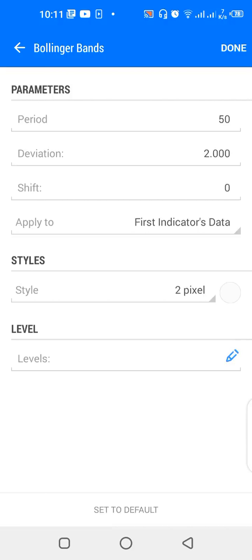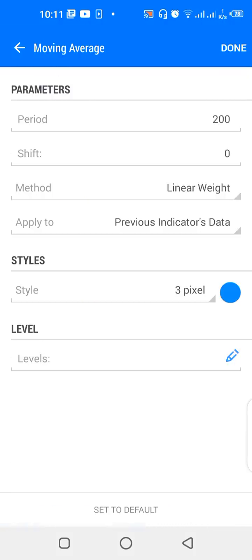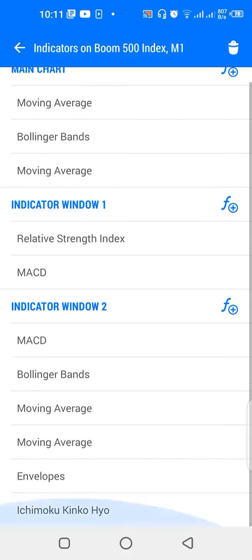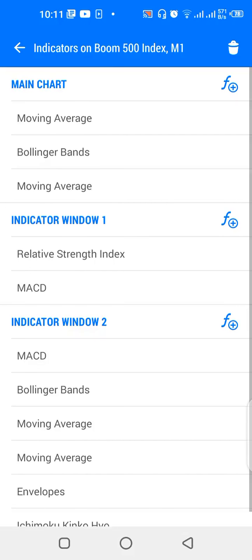Then we have Bollinger Bands, period is 50, deviation is 2.0, shift is 0, apply to first indicator's data, then color will match the background color of the chart. Then we have moving average, period is 200, shift is 0, method is linear weighted, apply to previous indicator's data, color is blue. Then we have moving average again, period is 1, shift is -3, method is linear weighted, apply to first indicator's data, and the color is red.